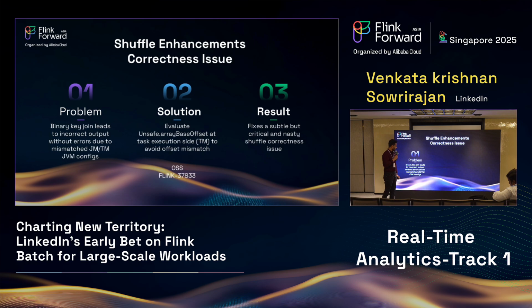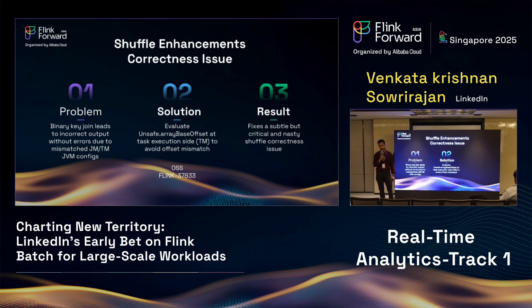So along this journey, we also experienced a subtle data correctness issue. This manifests in an interesting way, which is when the join has a binary key as one of the join fields, and the job manager and the task manager have different JVM heap sizes, mainly one greater than 32 gigs and another lesser than 32 gigs. Why is that? This doesn't make sense, right?